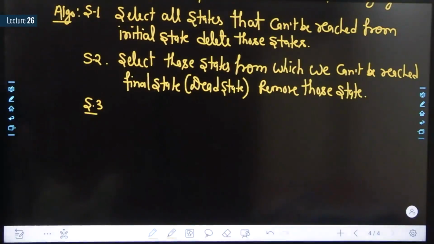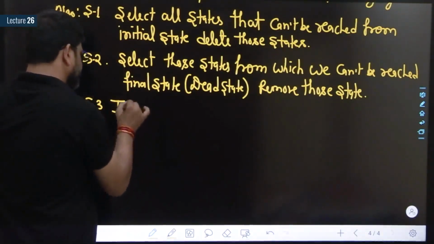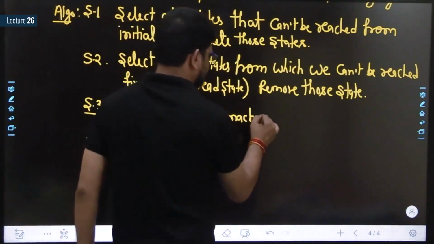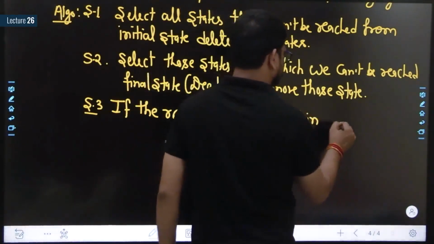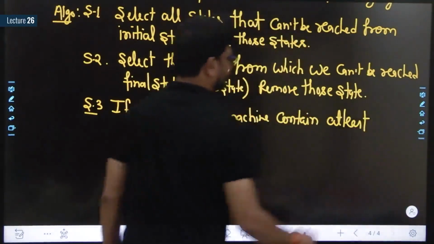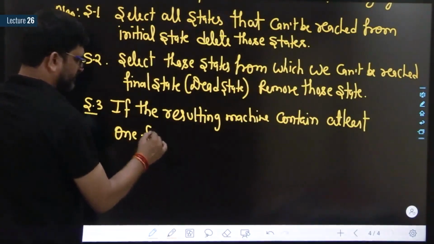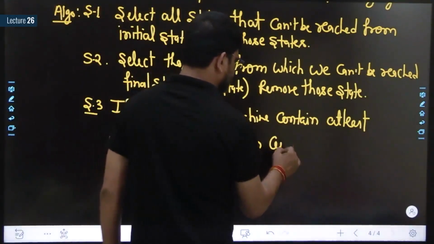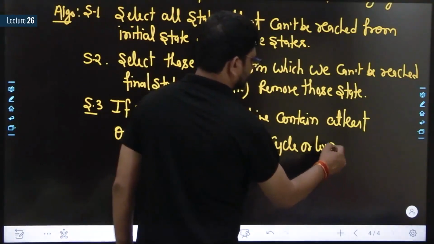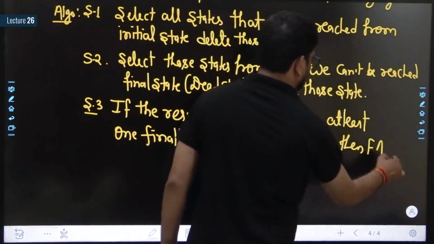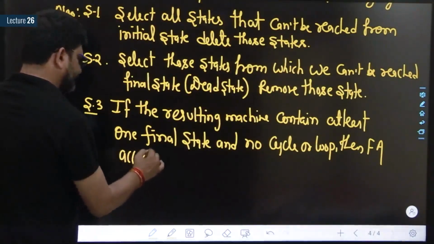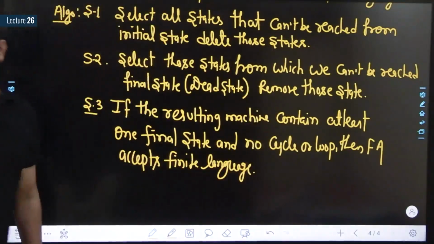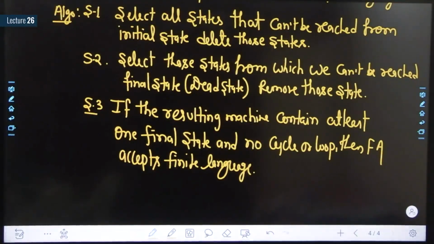Now, next point. If the resulting machine contains at least one final state and no cycle or loop, then the finite automata accepts finite language. Clear? Next point.